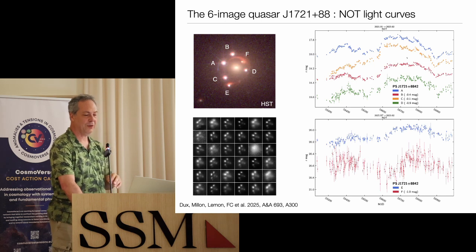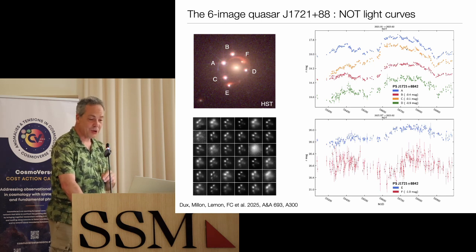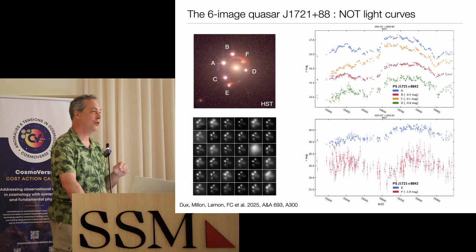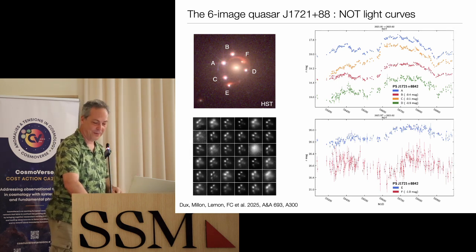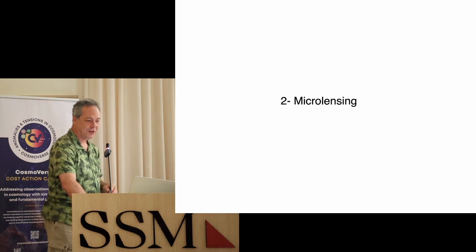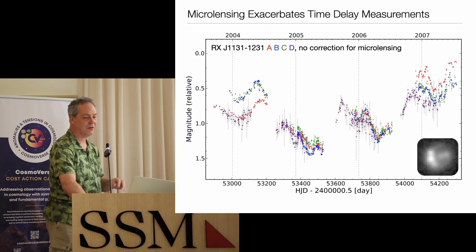This was really hard to obtain. Each point on these curves costs 300 euros. And you've seen many of the other ones before. Anyway, microlensing, probably I would skip this.